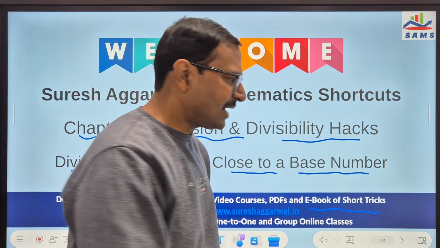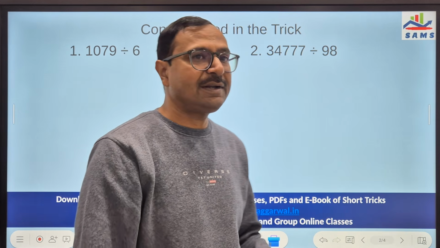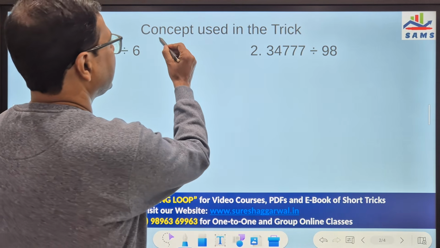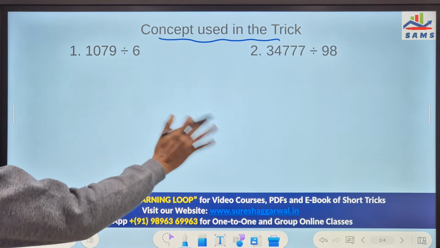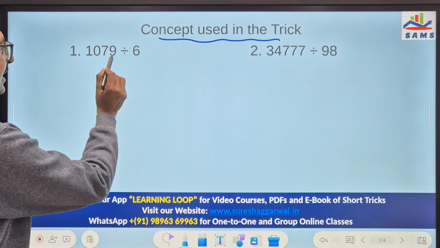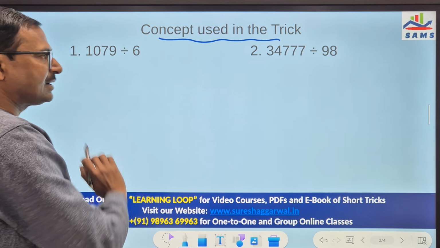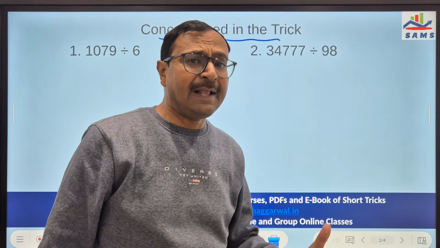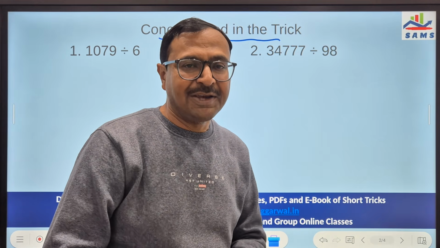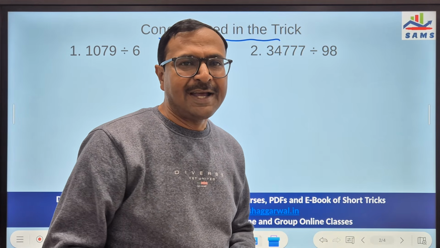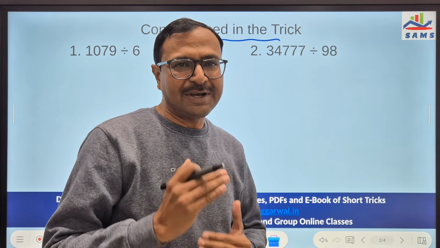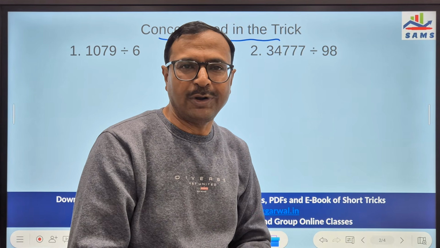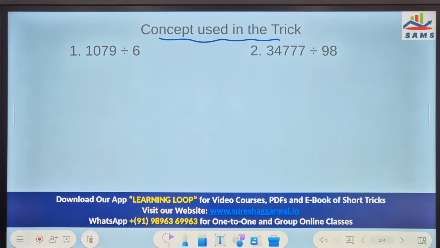So friends, let's understand the concept behind the trick by using these 2 examples which I have written here. See the first one, 1079 divided by 6, it's a small divisor. But here the divisor is 98 and we have a 5-digit number. So we are not going to do the traditional thing. We will do something untraditional. So, it's fun. If you learn something different, it's always joyful. So let's see how we can do 1079 divided by 6 using this particular trick.